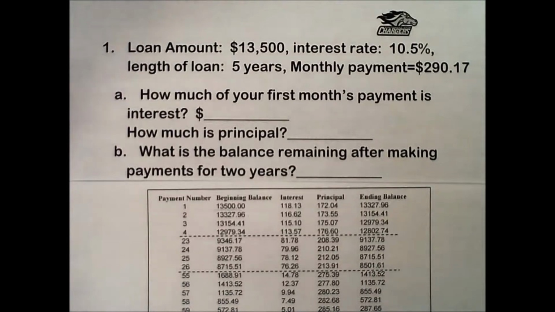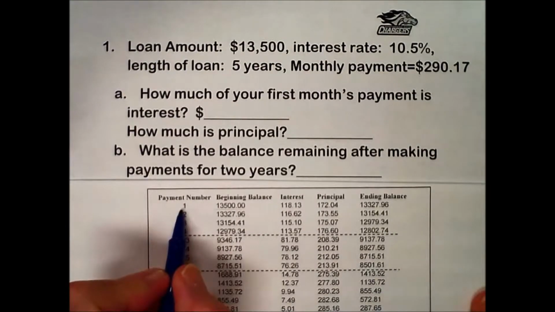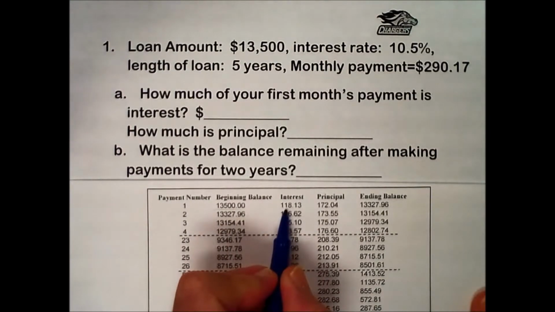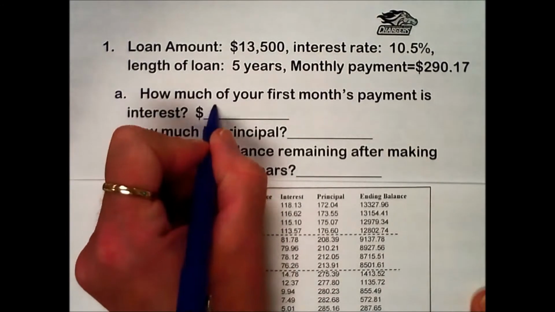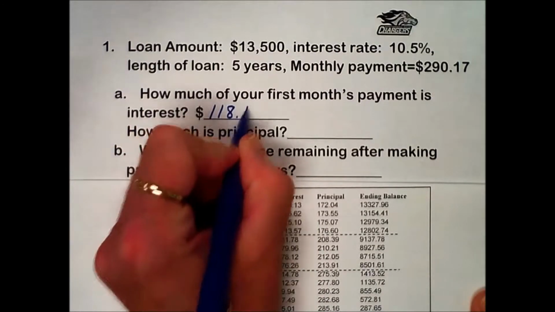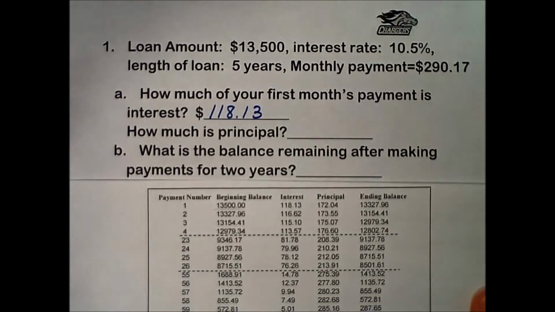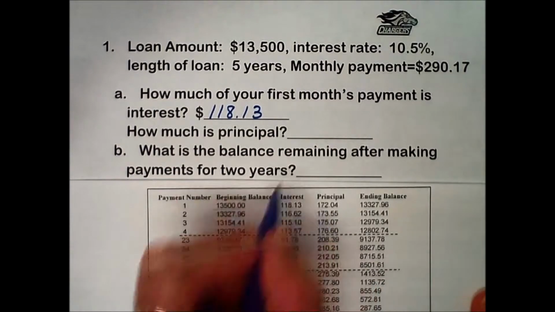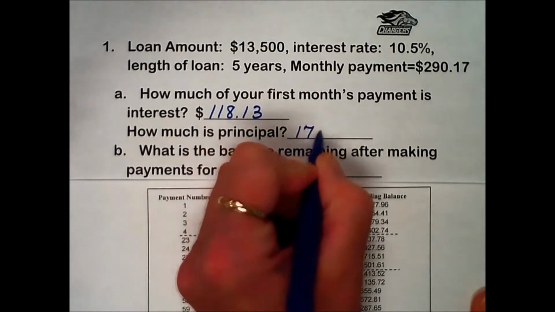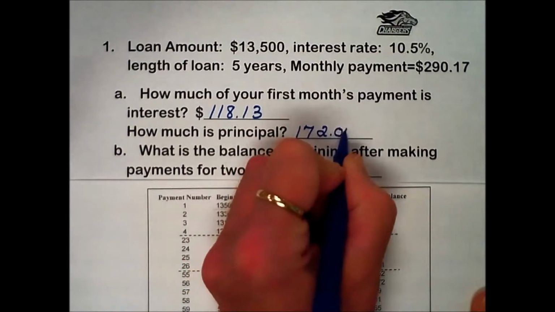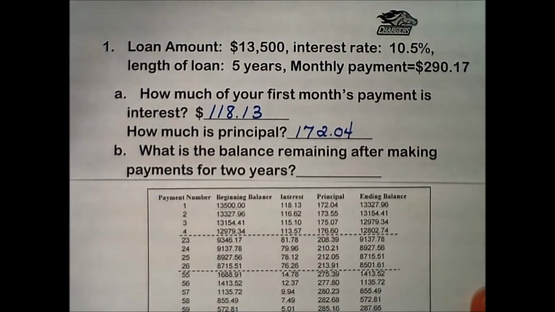This is just a matter of reading off the table. Payment number 1, under the category of interest, $118 of that monthly payment is interest. This will go to the lending institution. The difference between your monthly payment and interest is the principal, which is the value listed in the table, $172.04. This is what's reducing the amount that is still left to be paid on the loan.